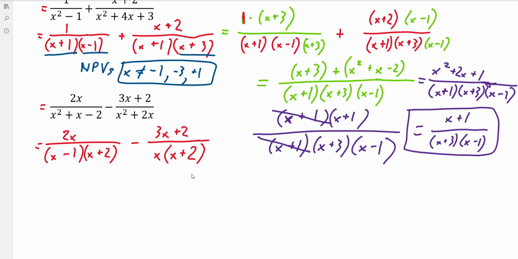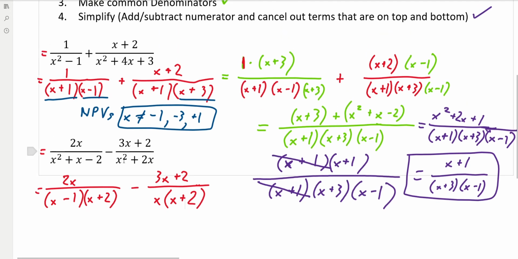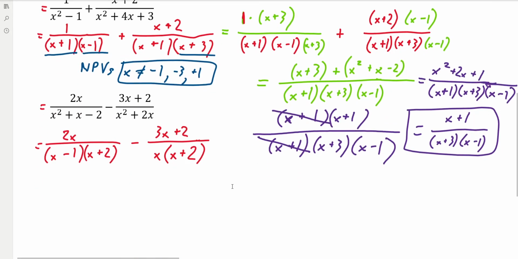Now that we've done that, before we couldn't tell, but now we can. We can tell what the NPVs are, and we can then also tell that we have some common denominators. So first of all, NPV, we have that x, so I guess I'll write here, NPV is that x cannot equal negative 2, 0, or positive 1.